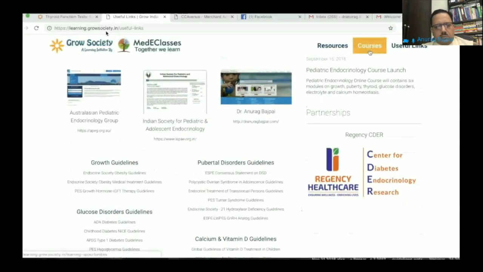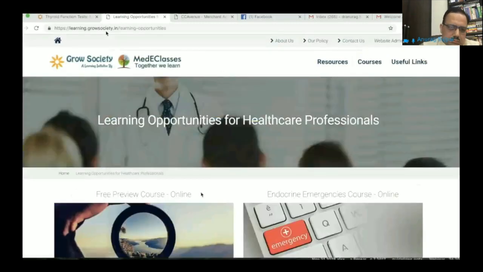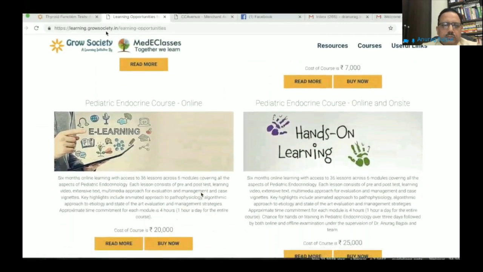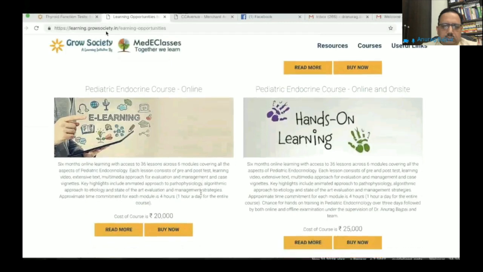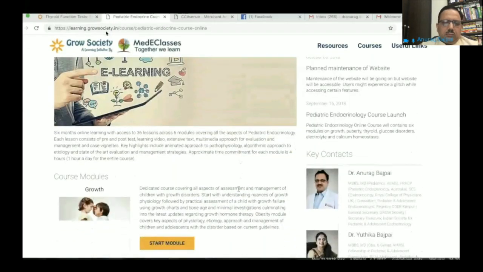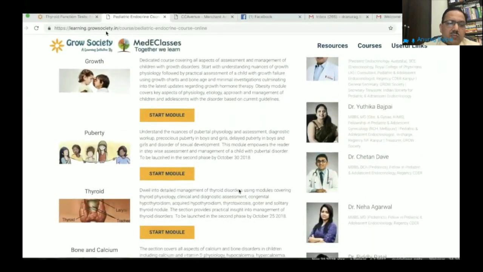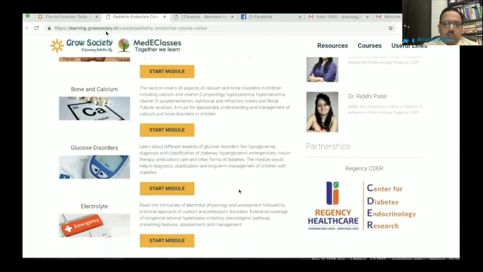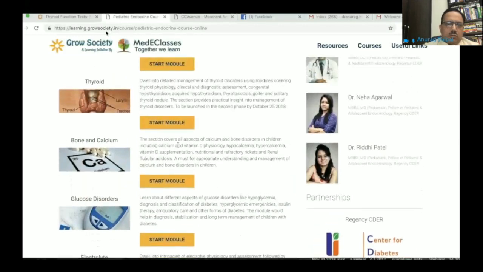Our key unique part is the development of courses, which focus on different aspects of pediatric endocrinology. We have a comprehensive pediatric endocrinology course which is available as an online and an on-site option. These courses provide a bundle of 6 courses in the form of growth, puberty, thyroid, calcium, glucose, and electrolyte. Each of these courses has 6 modules individually. Today we are focusing mainly on thyroid physiology and assessment.